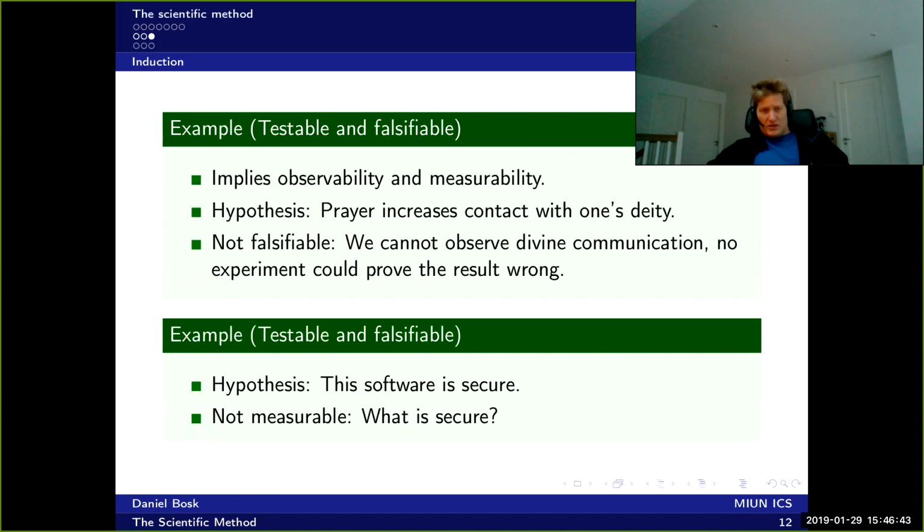Another example is the hypothesis "this software is secure." This is simply not measurable because we haven't defined what secure is. If we know exactly what secure means, then we can actually measure it. So then it would be testable and falsifiable, because if it isn't secure, then we can find an attack, and then it's not secure anymore.